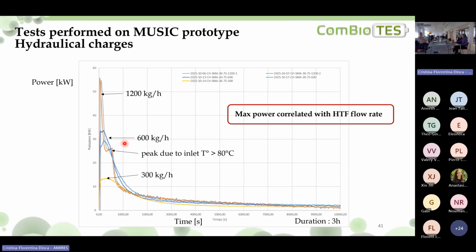Looking at the power that is transferred to the storage, the curve is quite usual. In the first instance, there is always a peak of power, and then the power decreases. And you see that the maximum power obtained is correlated with the flow rate of the heat transfer fluid.